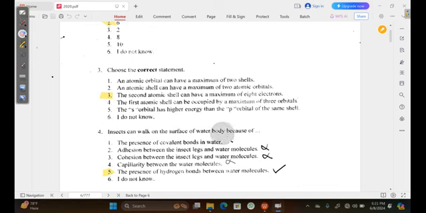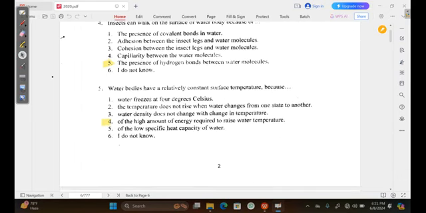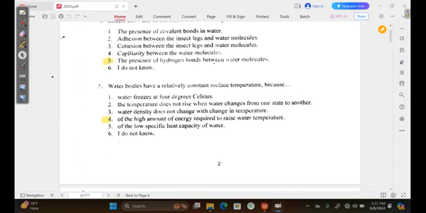So let me just clear this so we can move to question 5. Question 5 reads, water bodies have a relatively constant surface temperature because, 1, water freezes at 4 degrees Celsius. This is wrong.